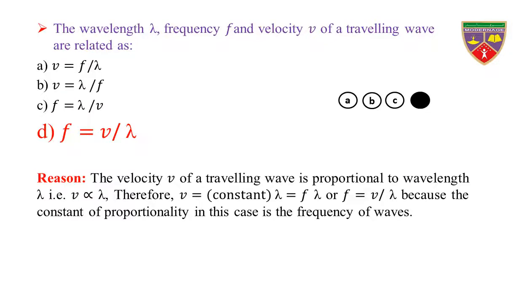Reason: the velocity v of a traveling wave is proportional to wavelength lambda. That is, v is proportional to lambda. Therefore, v is equal to constant into lambda, which is equal to f into lambda, where f is the constant of proportionality, and it is estimated as the frequency, or f is equal to v divided by lambda, because the constant of proportionality in this case is the frequency of waves. Hence, the relation is f is equal to v divided by lambda.